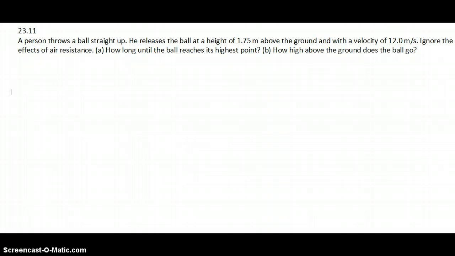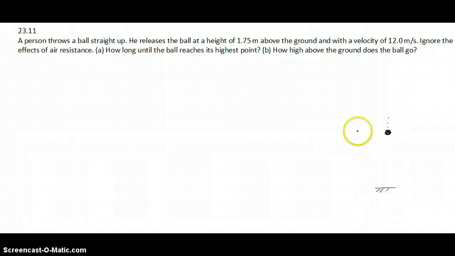Now we will solve problem 2311. This is problem 2311. You can find this problem in Motion in One Dimension, Chapter 2. So, it says, a person throws a ball straight up. I will draw a little diagram for myself. The little ball is thrown straight up. He releases the ball at height 1.75 above the ground.